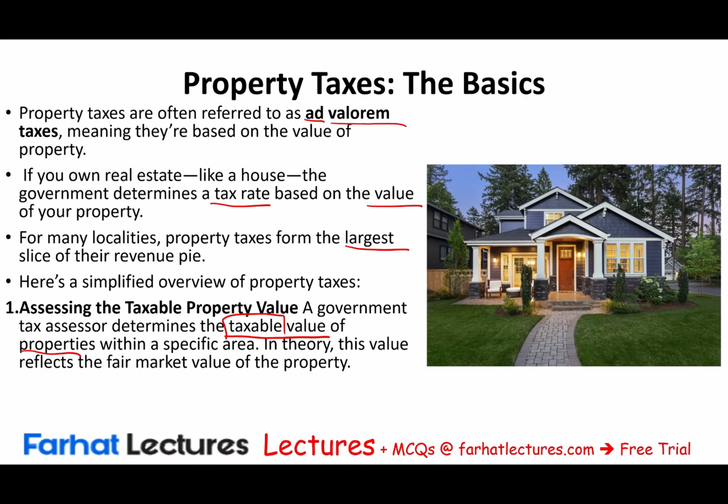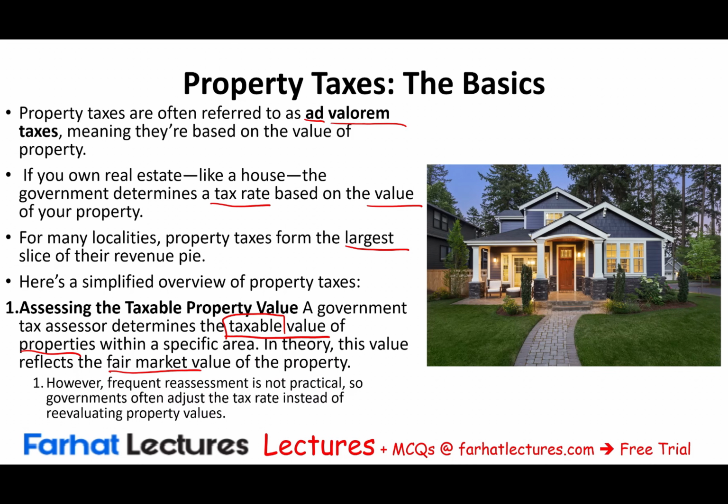Again, it could be fair market value. The government could have their own underwriting or their own rules. In theory, this value reflects the fair market value. However, as I mentioned, frequent reassessment is not practical. So think about a big city. They cannot send a person to reevaluate the property every year. So the government often adjusts the tax rate instead of reevaluating property value. So rather than going back and revaluing the property, they just adjust the tax rate when they need the money. And I'm going to show you what that means in a moment.